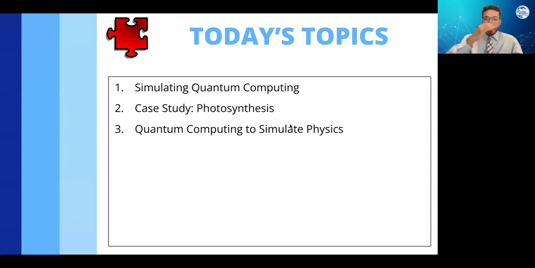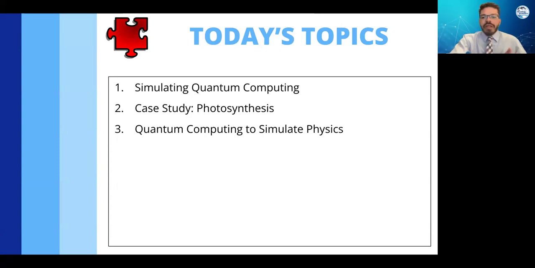All right, so today we're going to talk about quantum simulation, and quantum simulation is one of, in my biased opinion, the most promising parts of quantum computing. And we're going to do a case study with quantum simulation on photosynthesis.